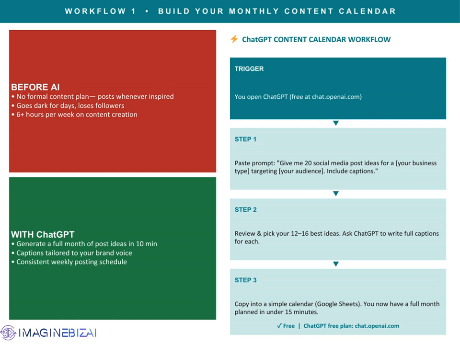Pick your best 12 to 16. Ask ChatGPT to write full captions for each one. Then copy them into a simple Google Sheet as your content calendar. You have just planned an entire month of content in under 15 minutes. That replaces 2 to 3 hours of weekly effort.